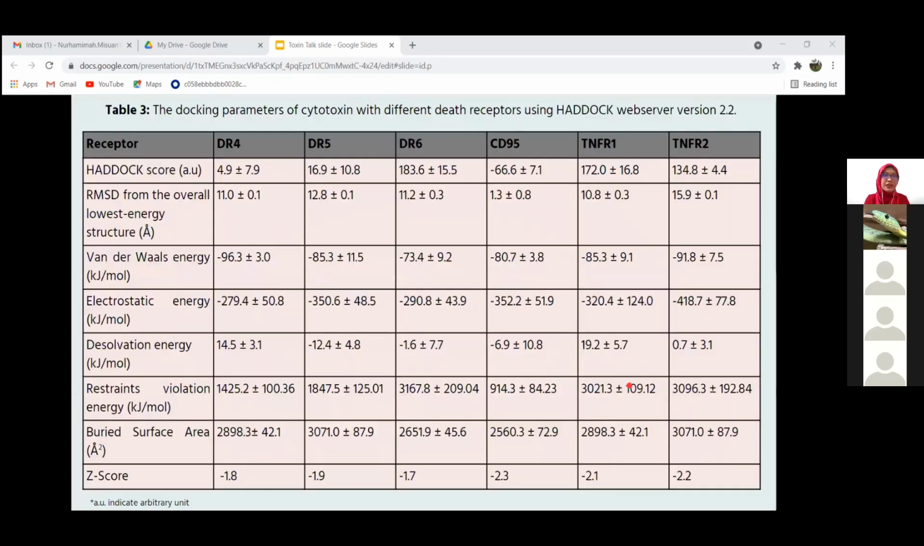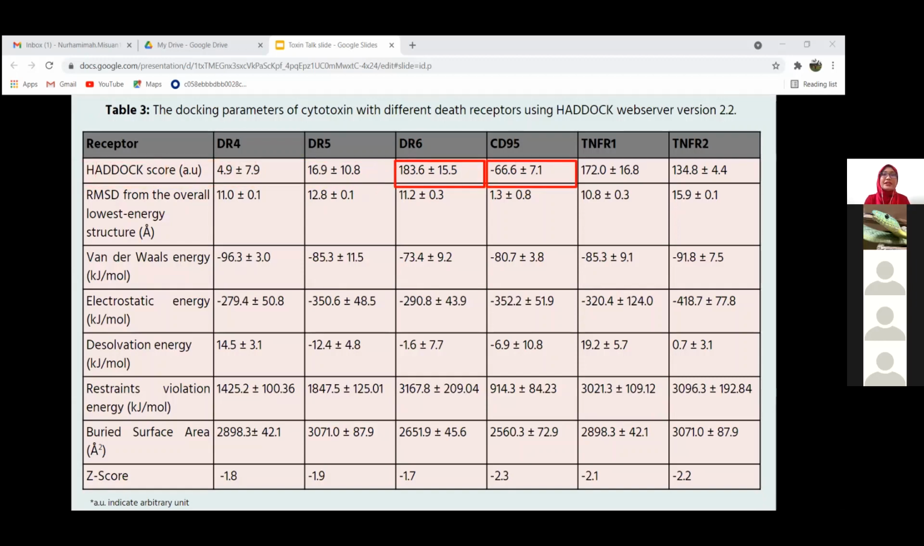Moving on, this table shows the scores obtained after the docking was completed. I'm going to highlight a few important scores needed for data analysis, which are the docking score or the HADDOCK score, the RMSD value, and also the Z-score. To select the best receptor to interact with cytotoxin, the docking score can be used. We can see here that DR6 appeared to have the highest docking score when docked with cytotoxin, while the lowest docking score was obtained by CD95.